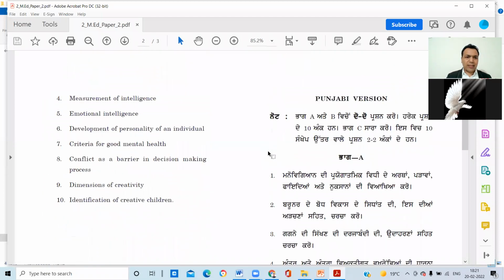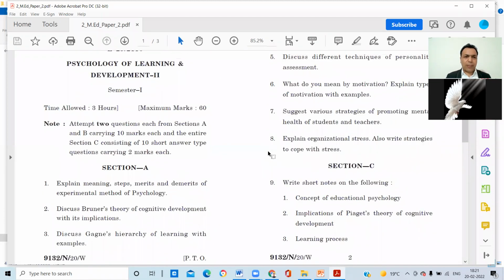So this is section A. This is the last year paper I'm discussing because you will get the idea what type of questions would come in your second paper. So in section A, the first question is: explain meaning, steps, merits and demerits of experimental method of psychology.